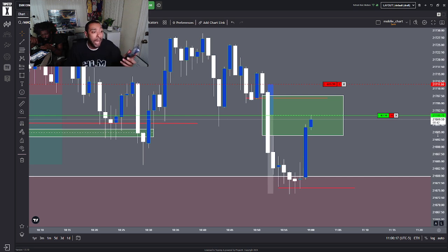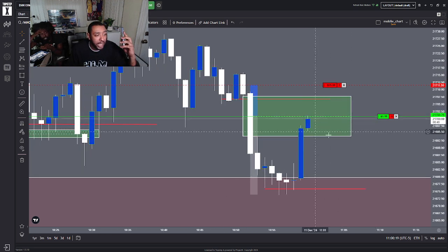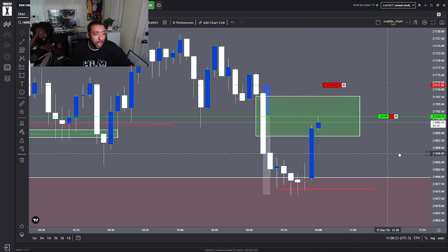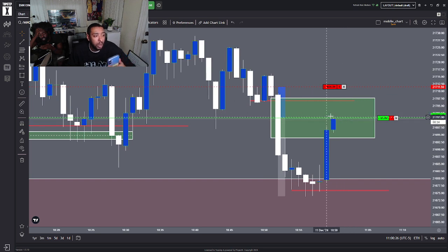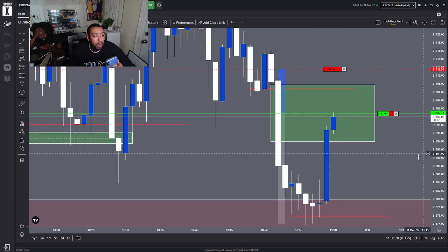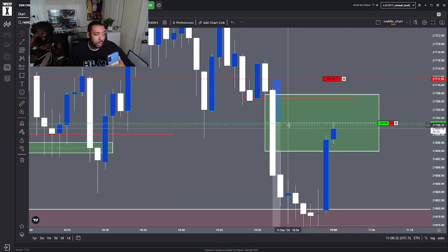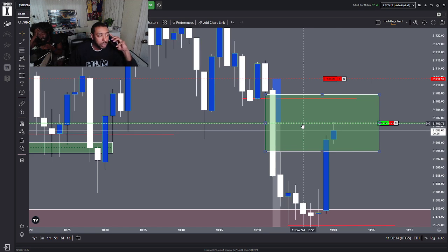So now I'm expecting it to stay in this lower level of this fair value gap, right? Because I'm bearish. I don't want to see it come up here. But remember, the wicks do the damage, right? The bodies tell the story. Do not forget that.